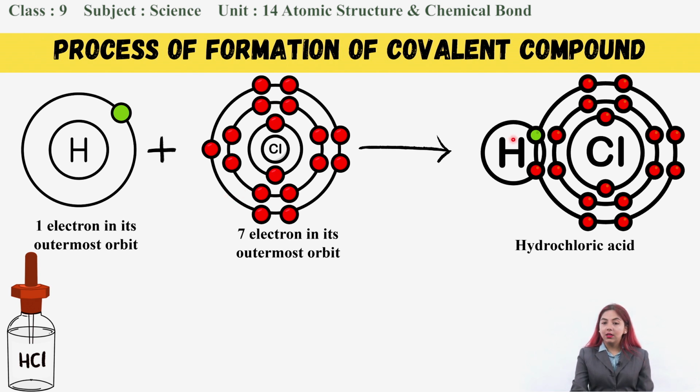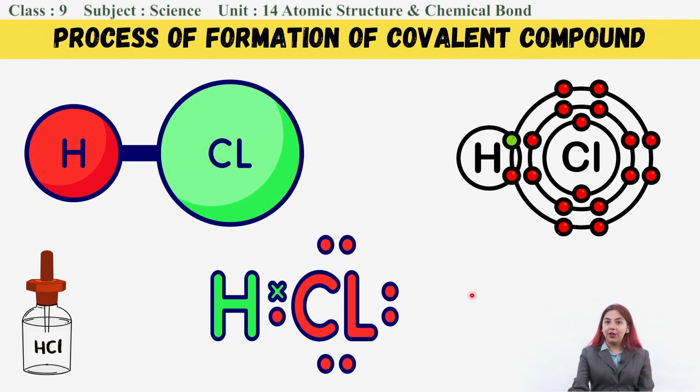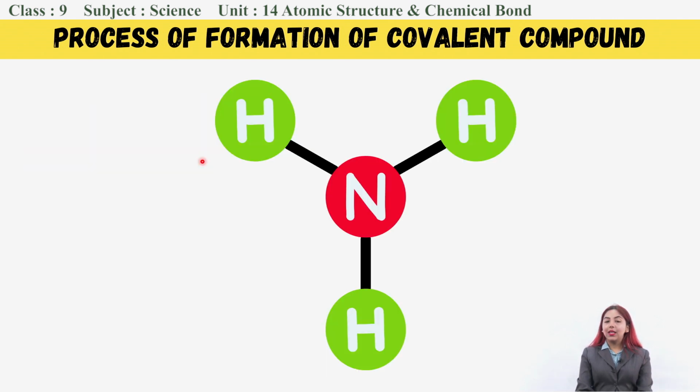As you can see here, hydrogen reaches the duplet state by sharing a single electron in its outermost orbit with the chlorine atom, and chlorine also reaches the octet state in its outermost orbit by sharing 1 electron from its valence shell. So this is how a covalent compound, hydrochloric acid, forms. Now since they share a single pair of electrons between each other, it is represented by 1 single line, that is a single covalent bond.